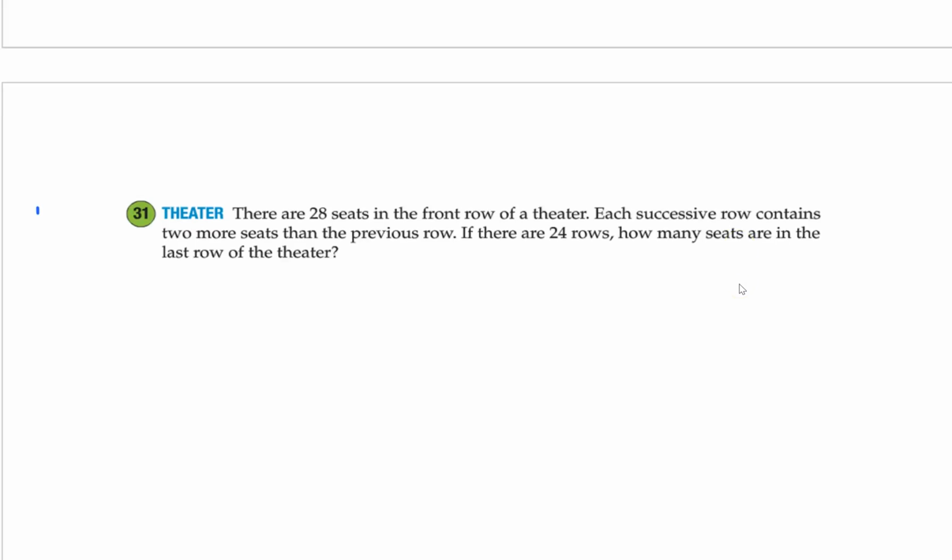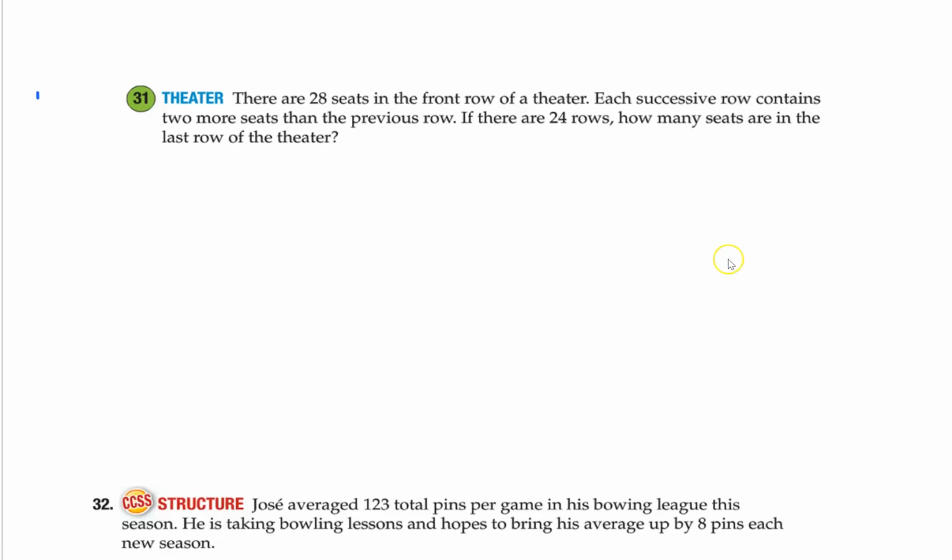Okay, let's finish off with some application problems real quick. So this is the first one. There are 25 seats in the front row of a theater. Each successive row contains 2 more seats than the previous row. If there are 24 rows, how many seats are in the last row of the theater?